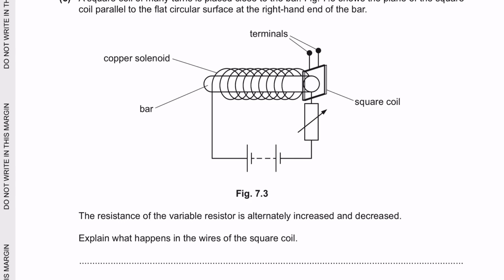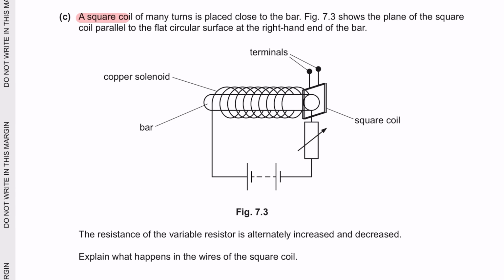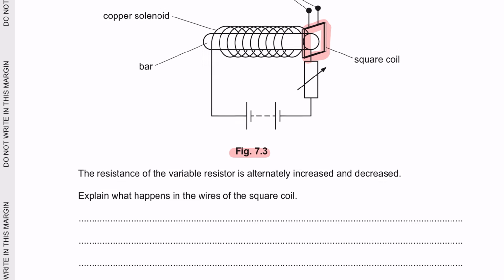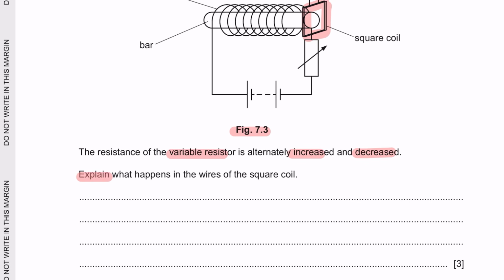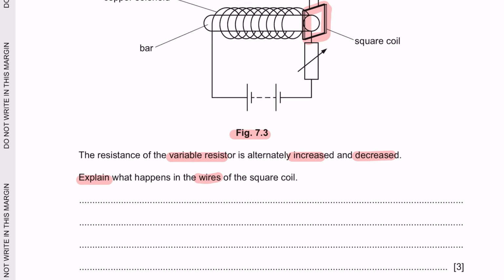Next, question C. A square coil of many turns is placed close to the bar. Figure 7.3 shows the plane of the square coil, this one, parallel to the flat circular surface at the right hand of the bar. And the resistance of the variable resistor is alternately increased and decreased. Explain what happens in the wires of the square coil.